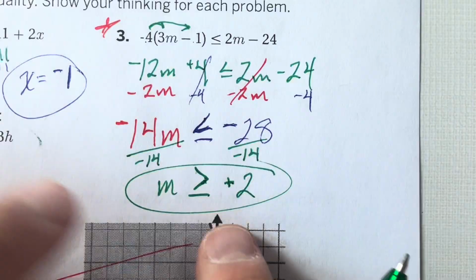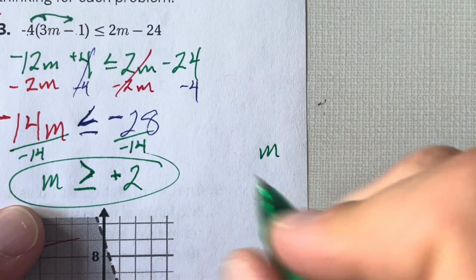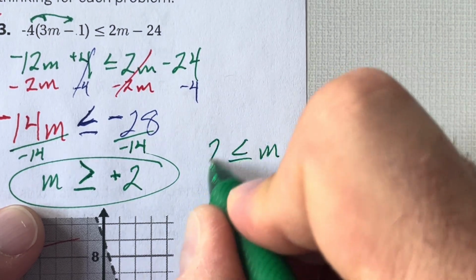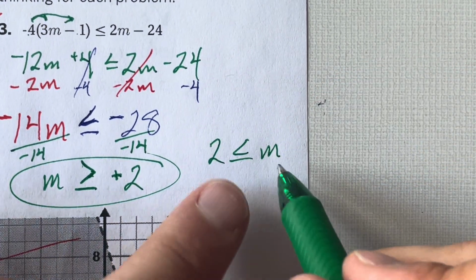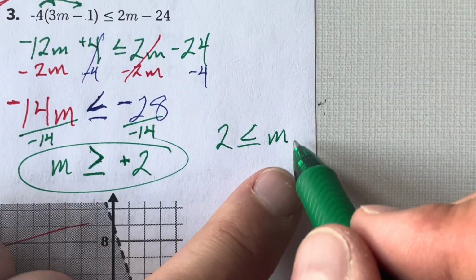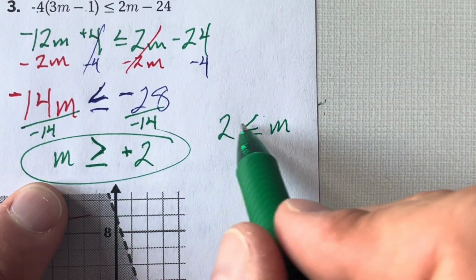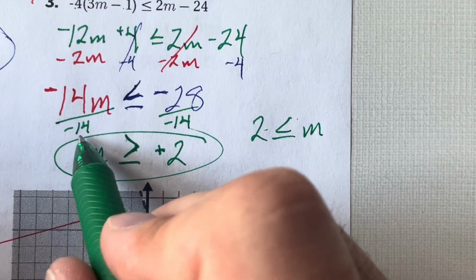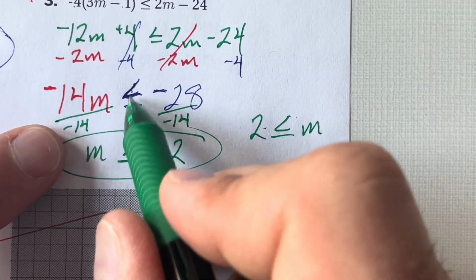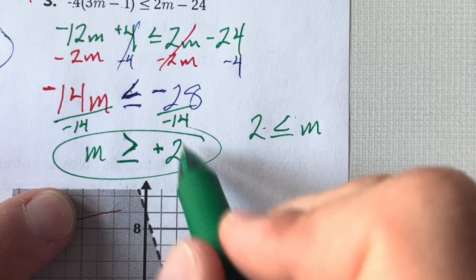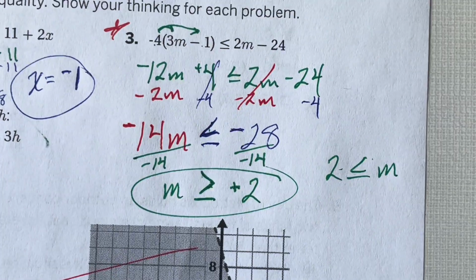That's our solution. Now, if you solved this and you got the m on the other side, and you got that as an answer, just remember that you would have to eventually flip the entire thing around, put the m over here, flip the symbol with it, and put the 2 on the other side. Because I divided by negative 14, the symbol flip happened here, and the variable was able to stay where it was. I think that's it.